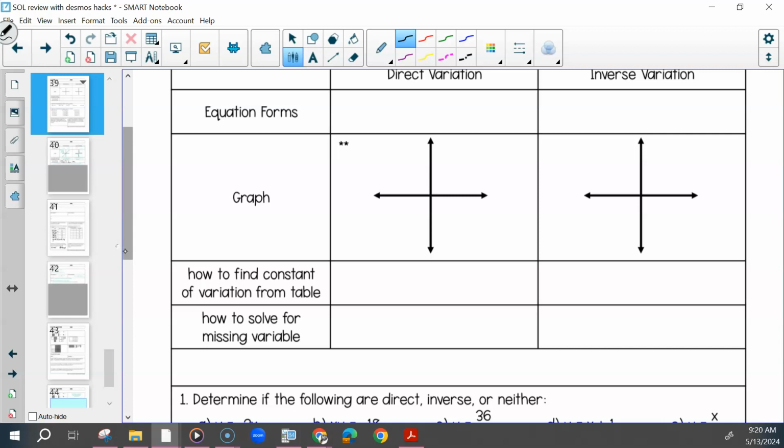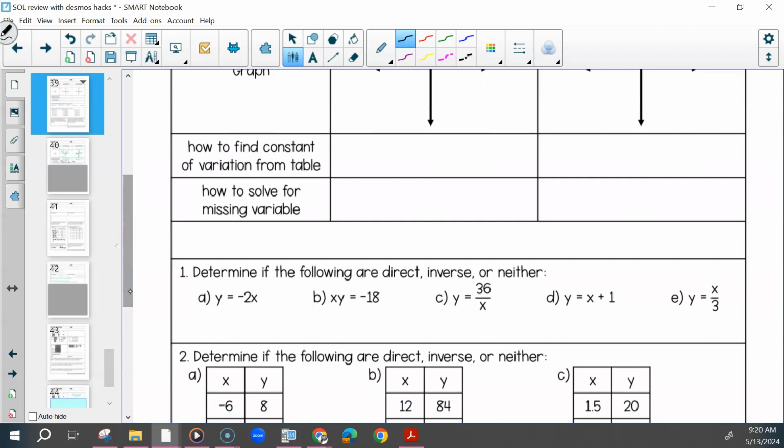Desmos can help you find these, but if you don't know what you're looking for, Desmos will only help you so much. So at number 1, you're determining, is this direct or inverse or neither? So based on the equations, you could find that, but you won't be given that on the SOL, so you have to remember what the equations look like. If you remember what the graphs look like, then you could compare those.